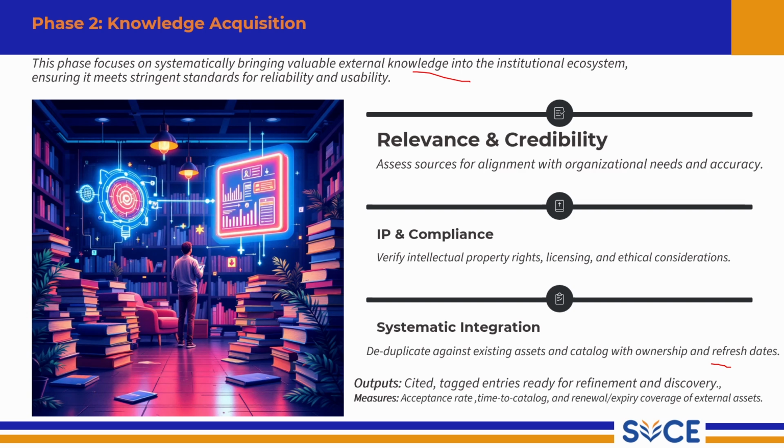And here the output and measures: the output is the cited, tagged entries ready for refinement and discovery, and measures are acceptance rates, time to catalog, renewal, and expiry coverage of external assets. So these ensure every new piece of knowledge is ready to use, properly tracked and refreshed when needed.